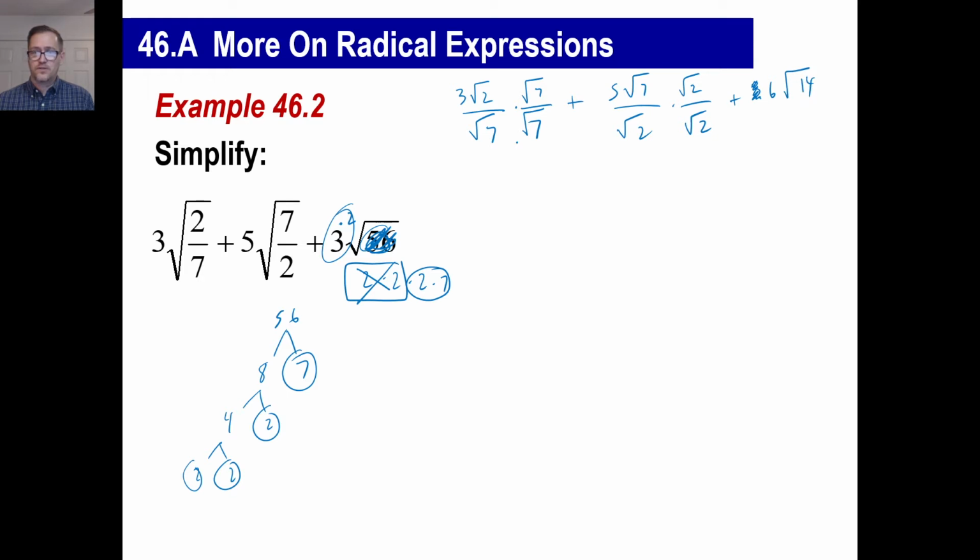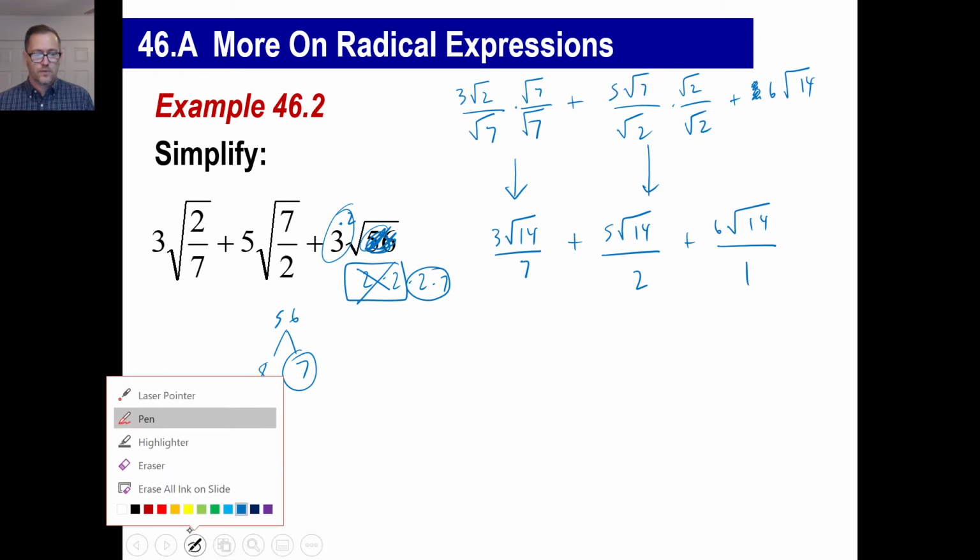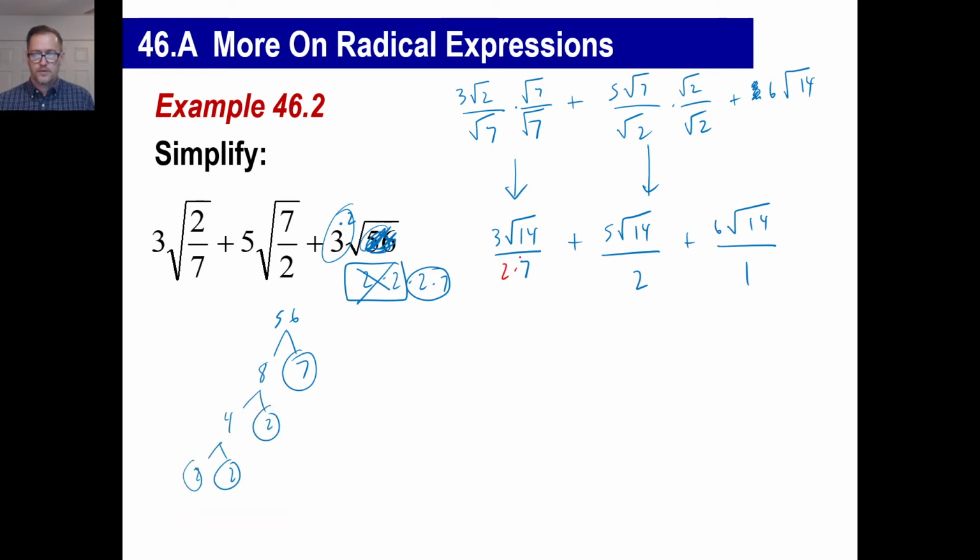Now if you notice, there's a 7 here and a 2 here. We're going to have another 14. Okay, so let's take a look at these. We got 3 square root of 14 over 7, plus 5 square root of 14 over 2, and we have 6 square root of 14, we'll call it over 1. All right. And we'll do our same old rigmarole here, right? We'll do times 2 to give us a 14, because we want 14 as our common denominator. This is 7 times 2. That's 7 times 5. This is going to be 14 times 1, so 14 times 6.